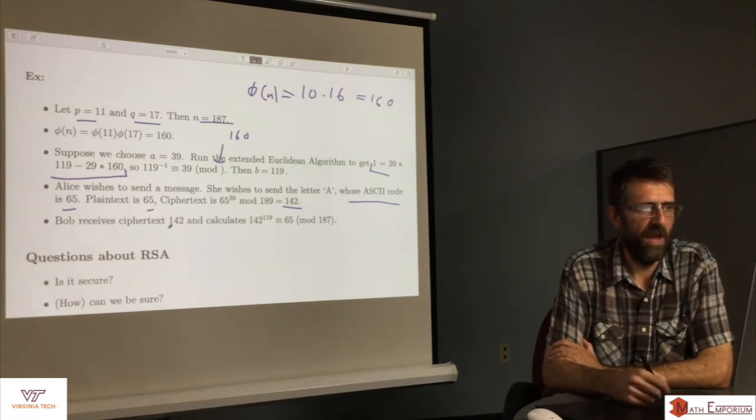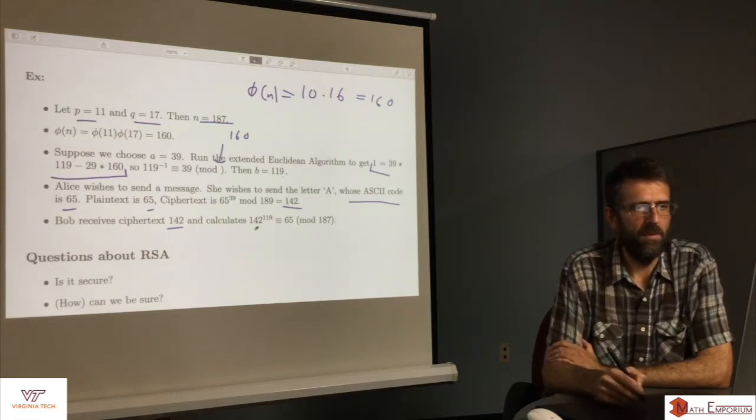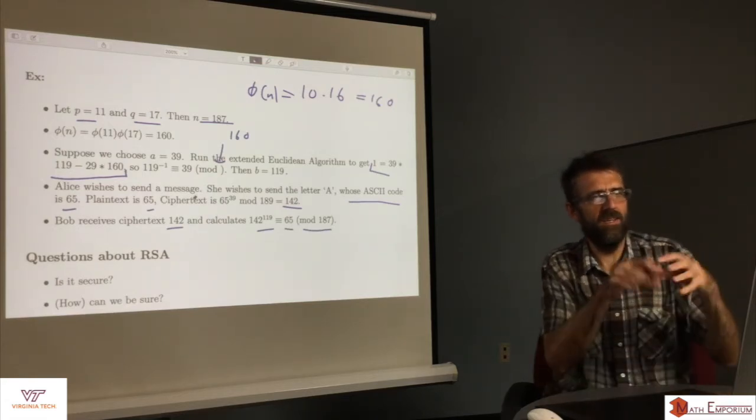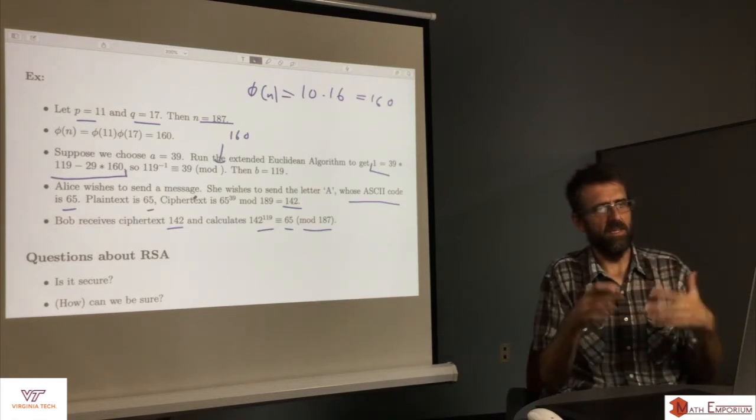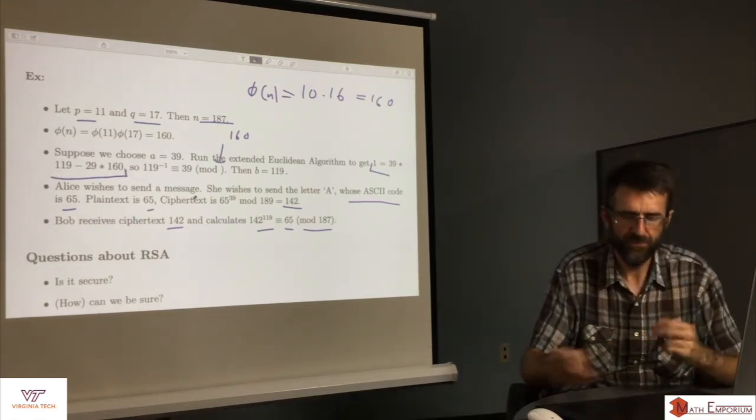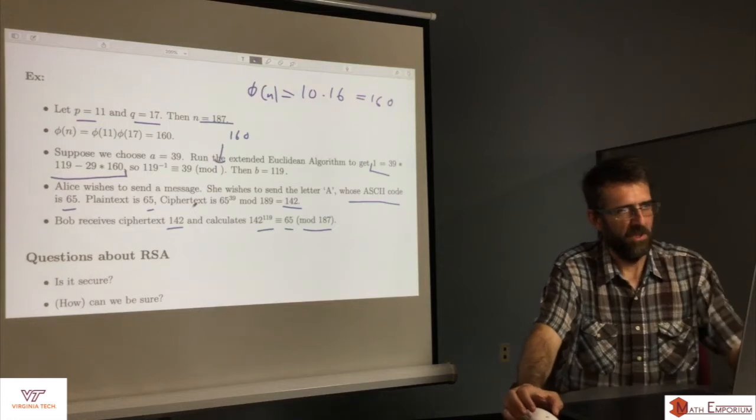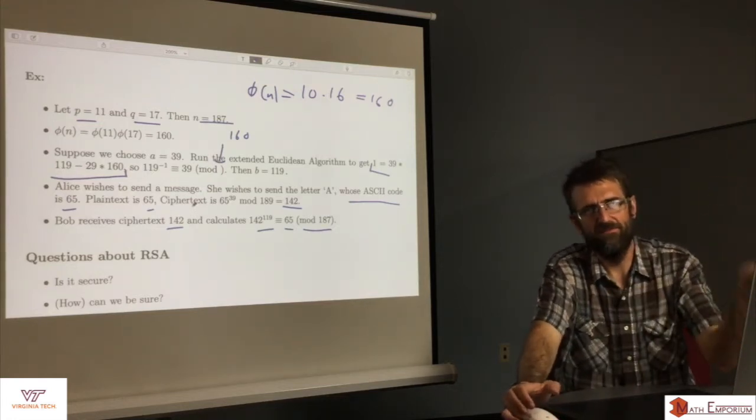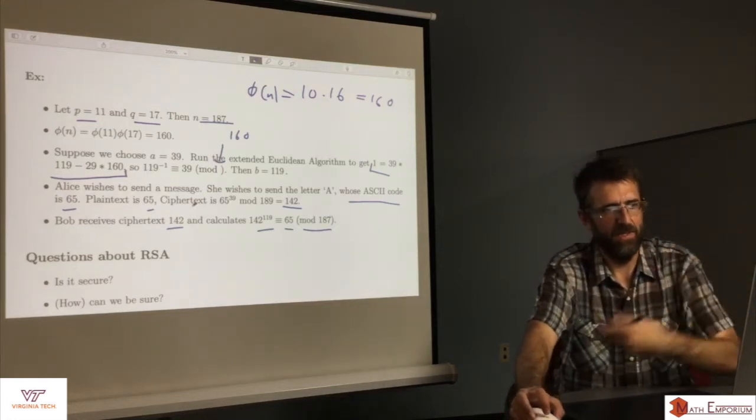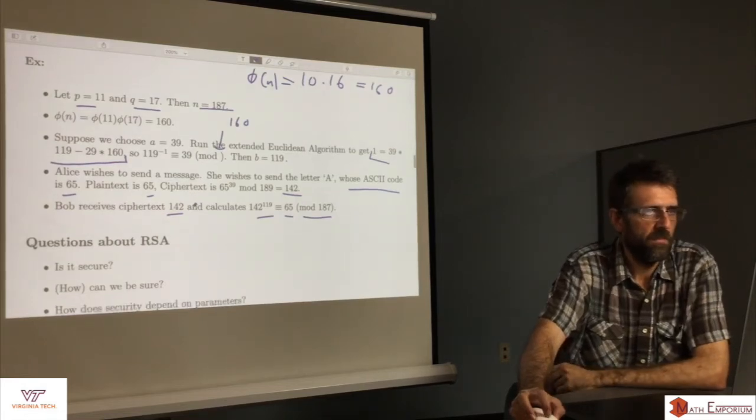Bob receives the ciphertext 142, now wants to decrypt. Okay, so the private exponent was 119. So he computes 142 to the 119, which reduces back to 65. Okay. All right, and I encourage you to just check out these calculations on your own device, just make sure that everything actually works out there. So we see an example of encryption and decryption actually giving the same thing back.